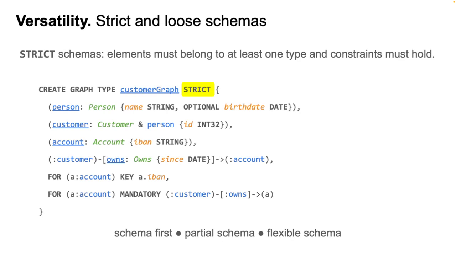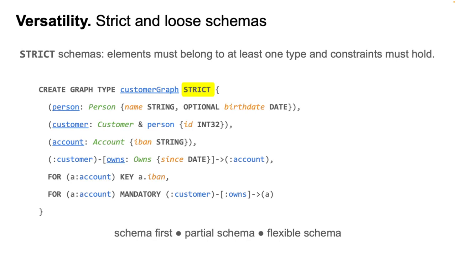For the different use cases that we had in mind, we also introduced the notion of strict and loose schemas. A strict schema is a schema that you would expect in a classical database setting, where the schema strictly controls what is possible and what is not. The interpretation is as follows. If the schema is strict, every node and edge must be of at least one type in your schema. So every node must belong to at least one of these node types, and every edge must belong to at least one edge type. And of course, these constraints must also be satisfied.